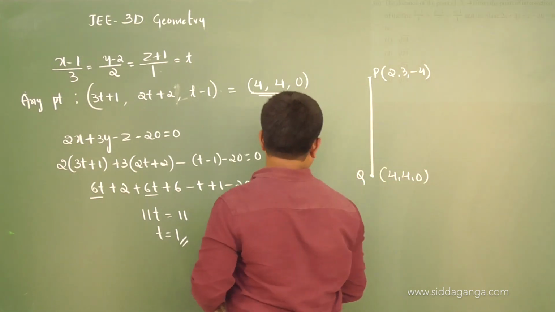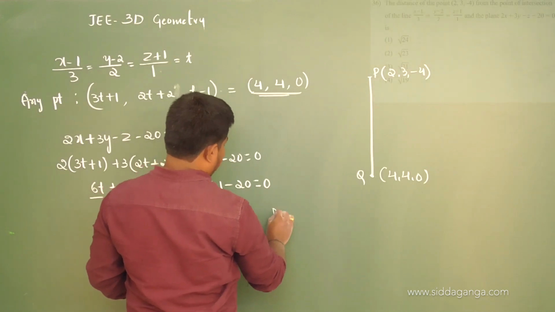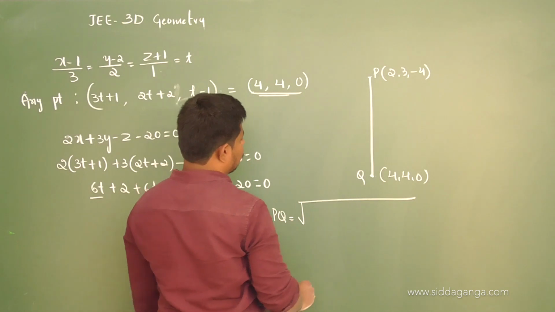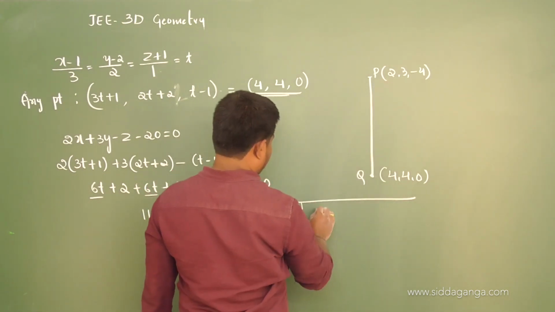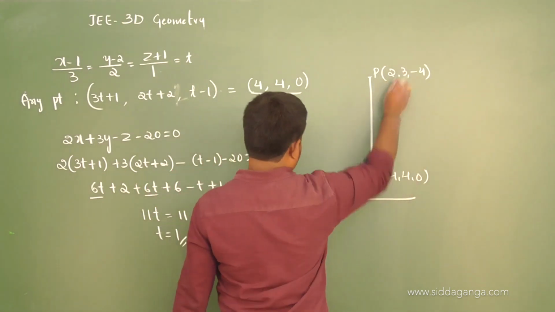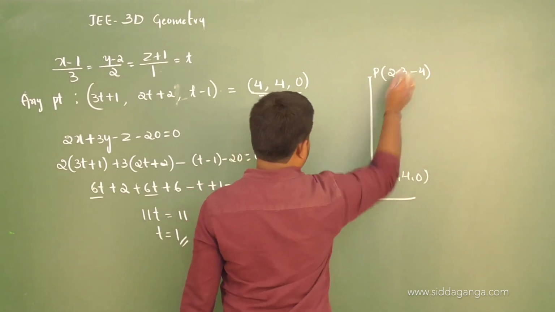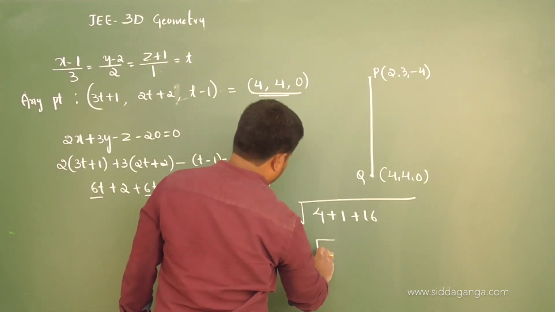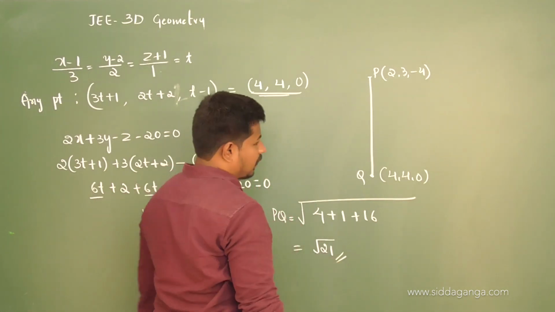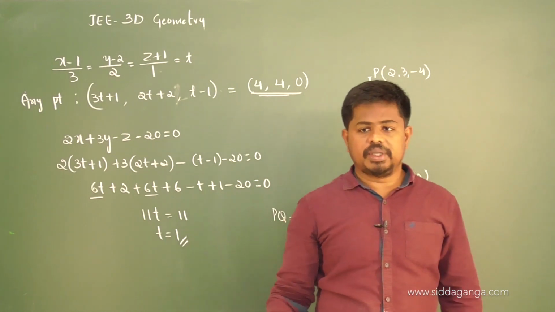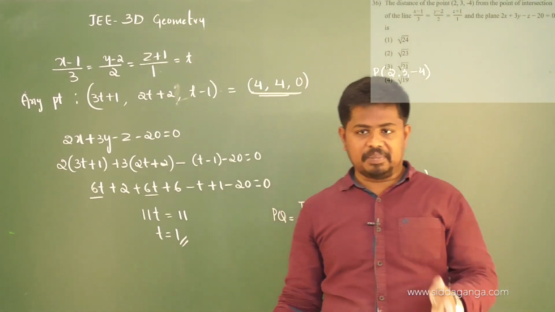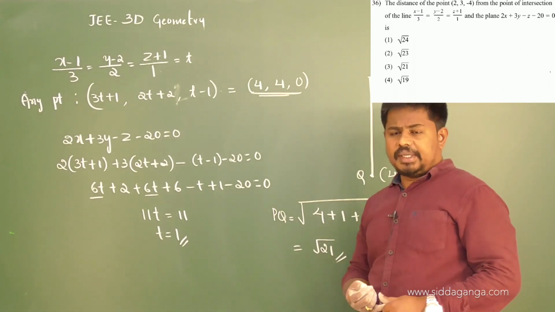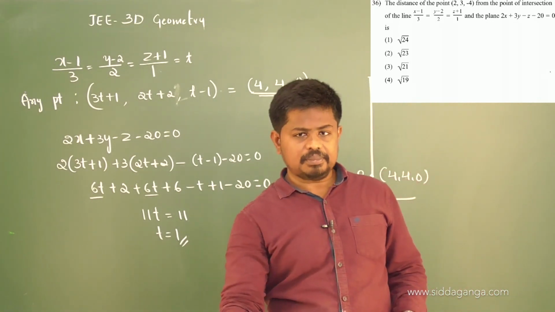So using the distance formula, PQ is the root of x2 minus x1 whole square, 4 minus 2, 2 square; 4 minus 3, 1 square; 0 minus of minus 4, that is 16. So you get root 21. So root 21 is the required distance between the point 2, 3, minus 4 and the point of intersection of the given plane and the line. So that is option 3, the correct one, root 21.